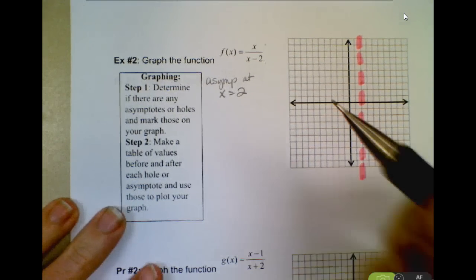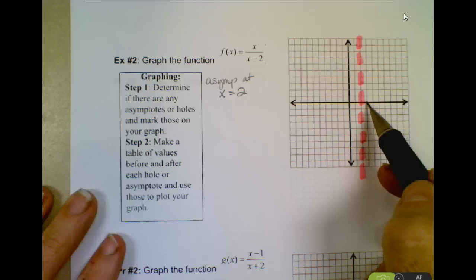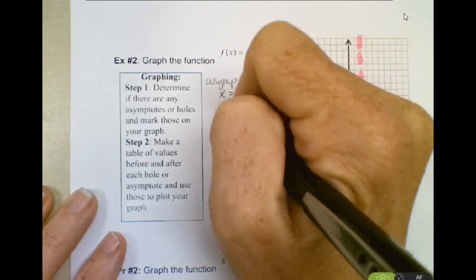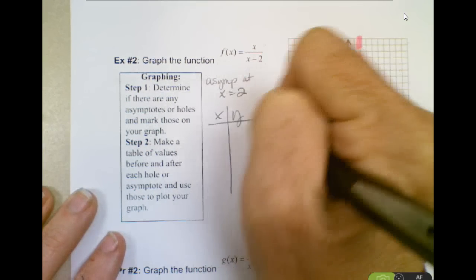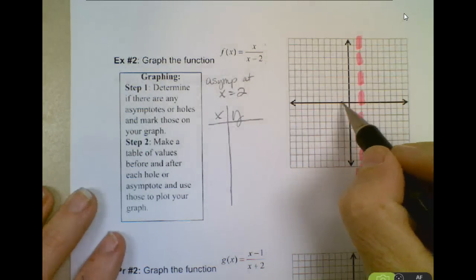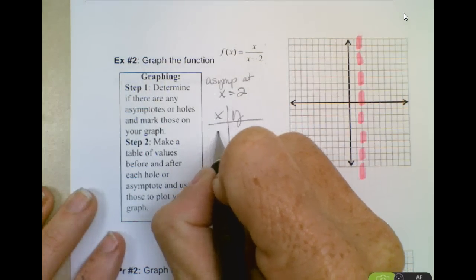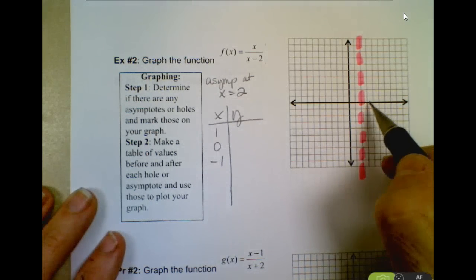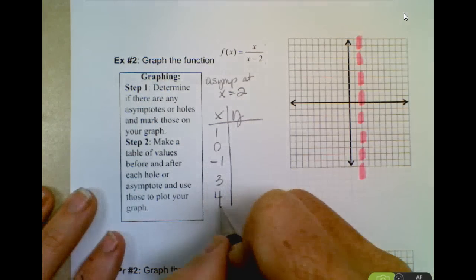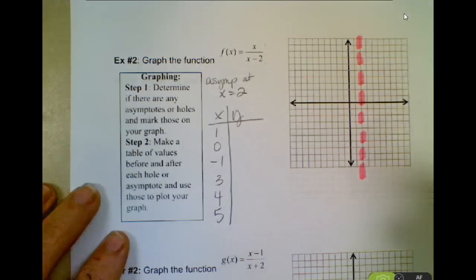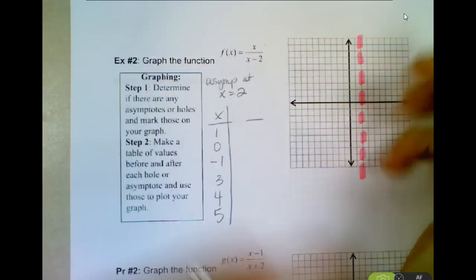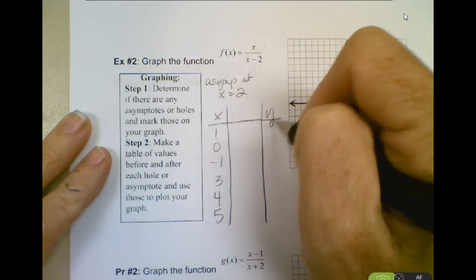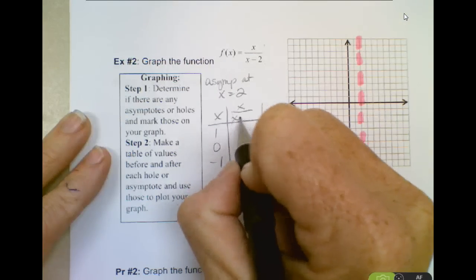Now that I know that, I'm going to pick 3 values on either side of that asymptote to plug into my equation. So I've got 1, 0, and negative 1, and since my asymptote is at 2, I'm going to go 3, 4, and 5. Then I'm just going to plug in here. Sometimes I like T-charts to have a space in the middle where you can do your mathematical calculations. You certainly don't have to do that, whatever you need to do.